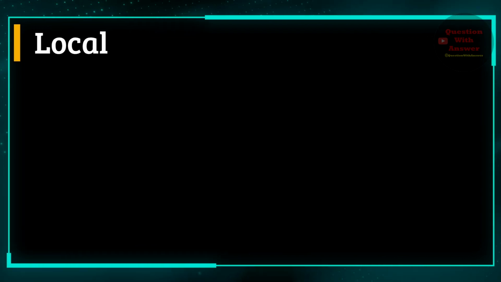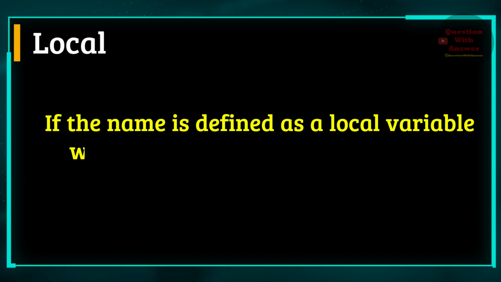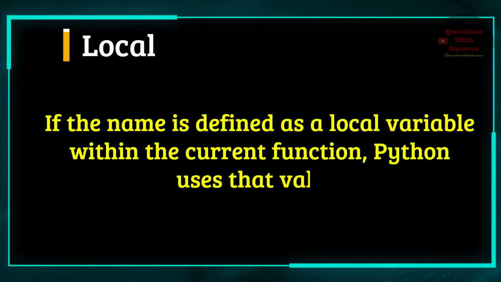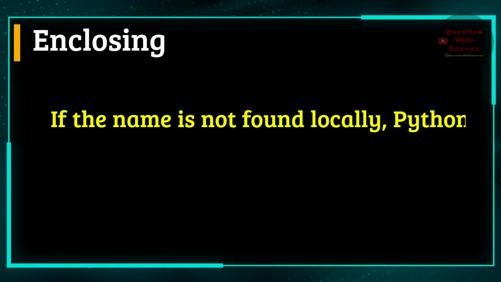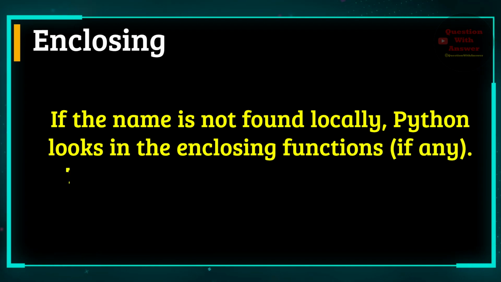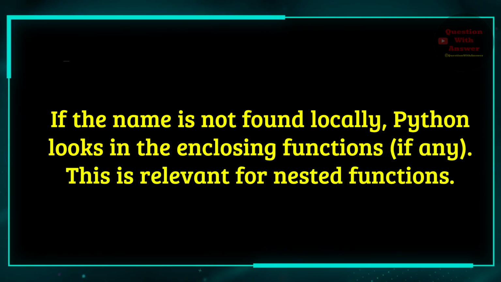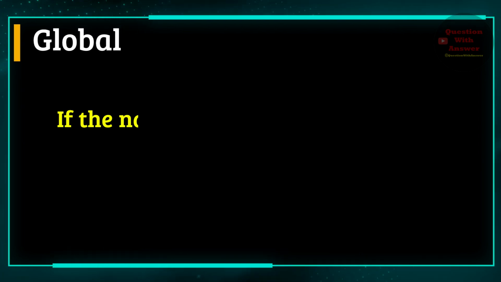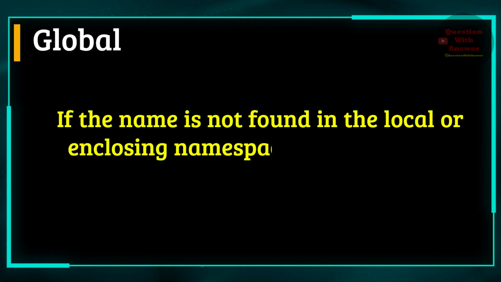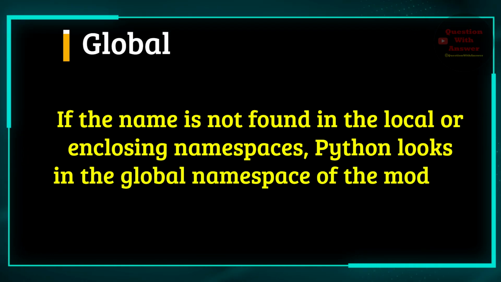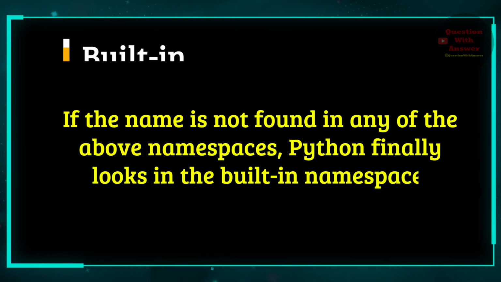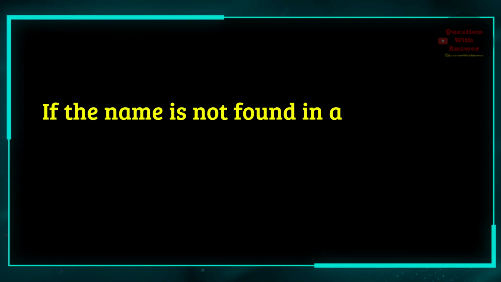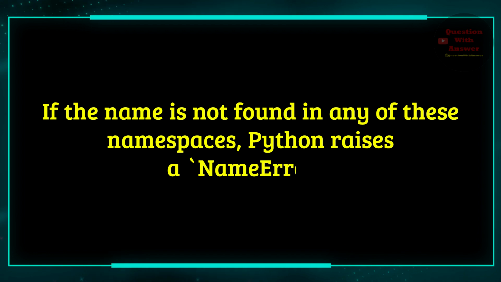Local. If the name is defined as a local variable within the current function, Python uses that value. Enclosing. If the name is not found locally, Python looks in the enclosing functions, if any. This is relevant for nested functions. Global. If the name is not found in the local or enclosing namespaces, Python looks in the global namespace of the module. Built-in. If the name is not found in any of the above namespaces, Python finally looks in the built-in namespace. If the name is not found in any of these namespaces, Python raises a name error.